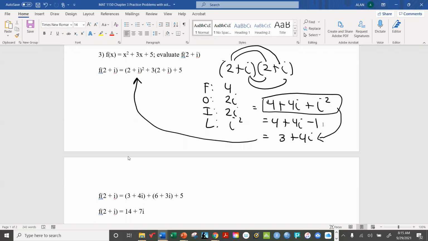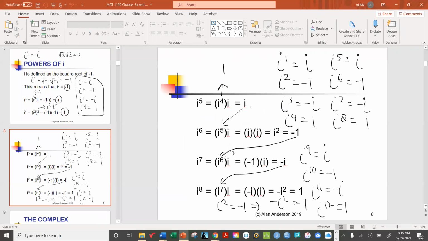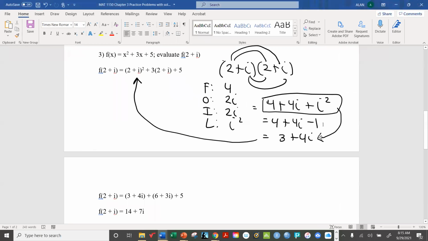Don't leave higher powers of i in your expression because they simplify so nicely, as we saw in this chart. Why would you leave i to the 8th in there when it's just 1? Whenever you have a higher power of i, you should write out the simpler version of it. And that's what happened here. We had an i squared, but why leave it like that when you can just simplify it to -1?